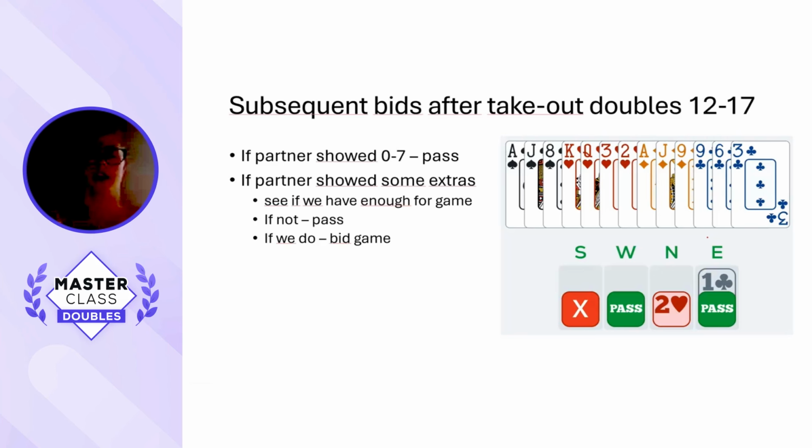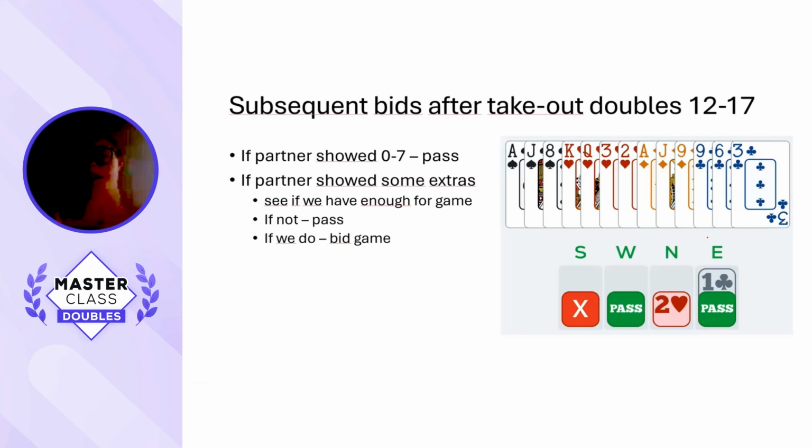We cannot try and save partner because that will show something else, which we're going to talk about soon. However, if partner showed a little bit of extra by jumping, we have to see if we have enough for game or not. If we know that we will not have enough, let's say we have 12 high card points and partner showed 8 to 10, we still know that we are not making game here, and we're just gonna pass. If we for sure know that we have enough for game, we bid game. Let's say we have 17 and partner showed 8 to 10, we can just bid game in that suit.